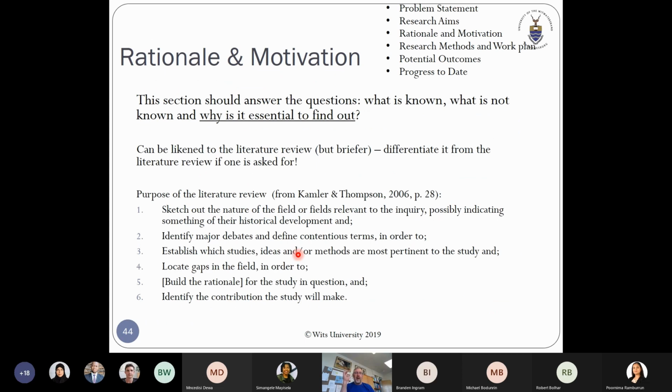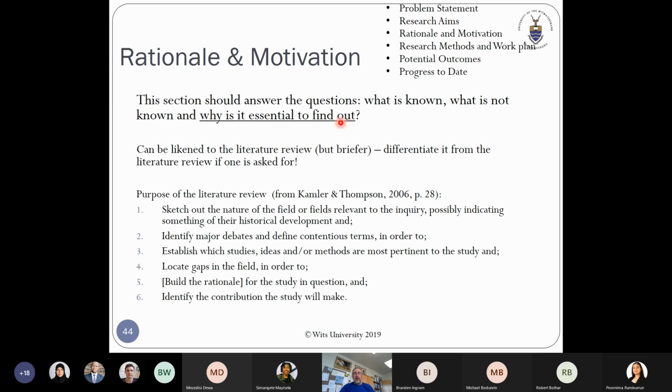Rationale and motivation. Now, the rationale is why you're going to do it, and motivation is why you think it's important. One way to structure this is to write what is known, what is not known, and why it is essential to find out. What is known is like the literature review, and this is more your academic style of writing, quoting the literature, giving the full references.